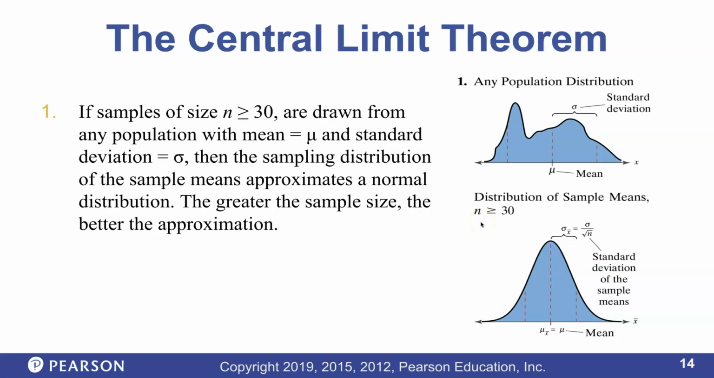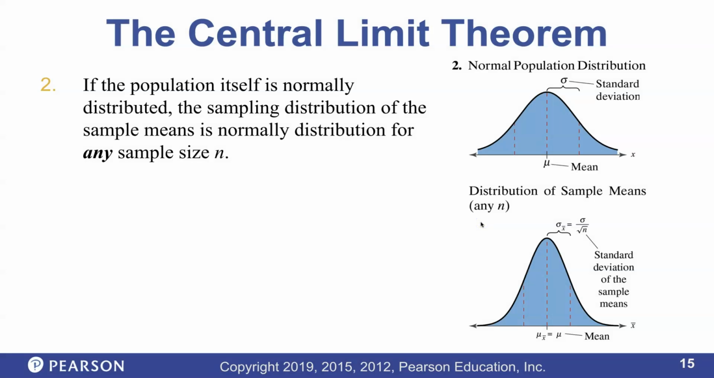Hold on a second. Let me go to the next slide and see what the next one is about. Number 2. If the population itself is normally distributed, oh, this makes me so happy. Look at this beautiful population distribution. So it's like this. The parent is already normally distributed. The child, or the distribution of the sample means, we're going to expect that to be normally distributed regardless of the sample size. So this one, we don't really need the sample size to be greater than or equal to 30. If the population is already normal.